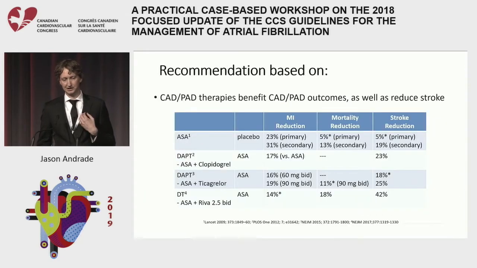The benefit to the atrial fibrillation is that those therapies do have an element of stroke reduction. So if you look at that rightmost column, aspirin alone reduces the risk by about 20%, aspirin plus Plavix, 23%, aspirin plus ticagrelor, 25%, the vascular dose of rivaroxaban plus aspirin, 40%. So you will get a side benefit of reducing the risk of stroke, but you're giving the therapy for the vascular disease.